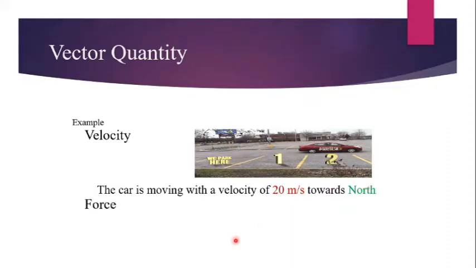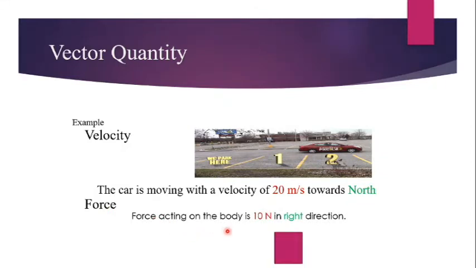Another example is force. The force acting on the body is 10 Newton in right direction. Suppose this is the body and the force of 10 Newton is acting on it. Then that body is accelerated in right direction because of this force which is acting in right direction here. That means velocity and force are vector quantities here.